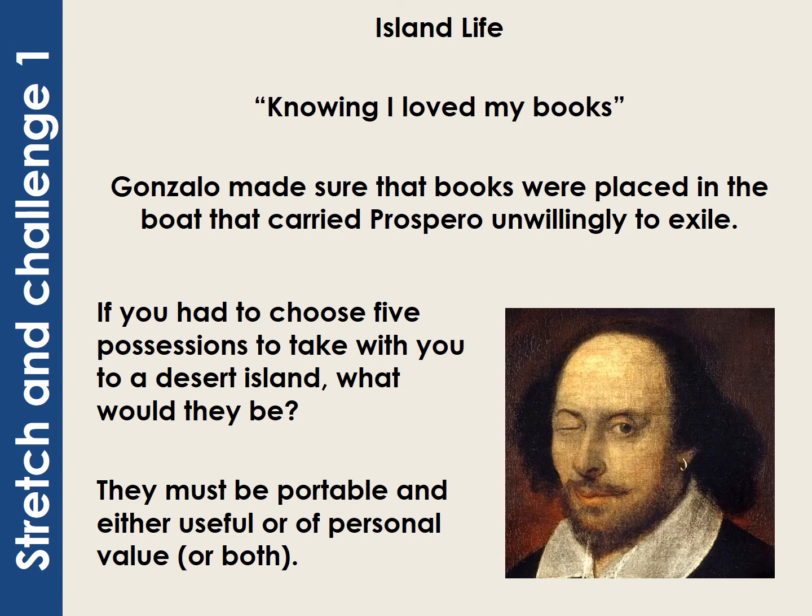And Prospero says that Gonzalo gave him some books to travel away with, knowing I loved my books, Prospero says. So my question to you, if you had to choose 5 possessions to take with you to a desert island, what would they be? So they must be portable and either useful or of personal value. So if you had to choose 5 possessions, what would they be? Perhaps write them down and perhaps also give a reason why you have chosen those items. Okay, have a little think about that one.